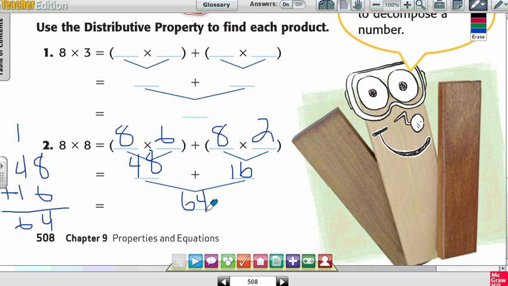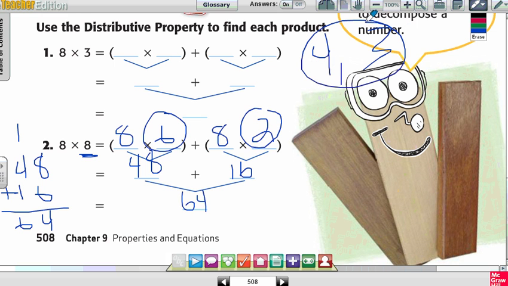Is there any correct way of doing it? Does it matter which numbers I picked? No. As long as the 2 numbers that you use to decompose one of the factors add up to that factor. I can't do 4 and 3, because does that equal 8? No. I can't do 5 and 2. Does that equal 8? No.